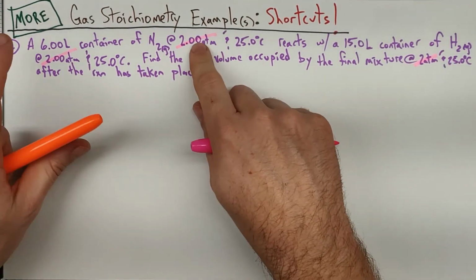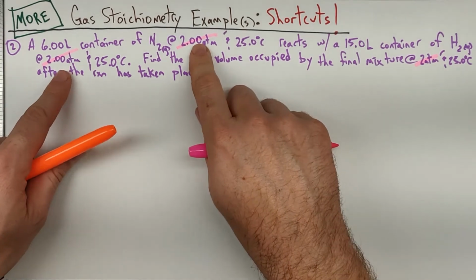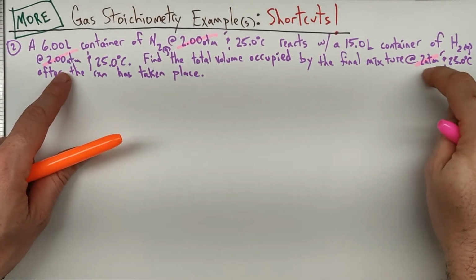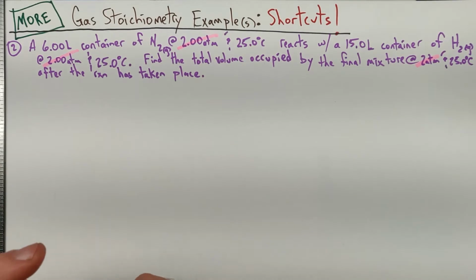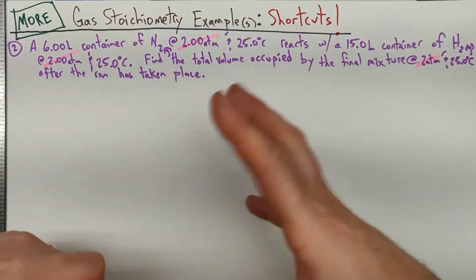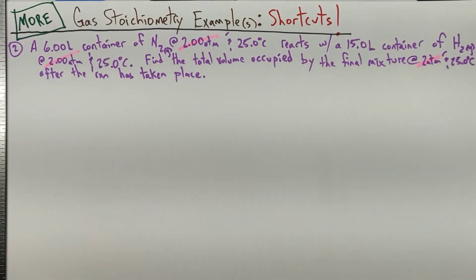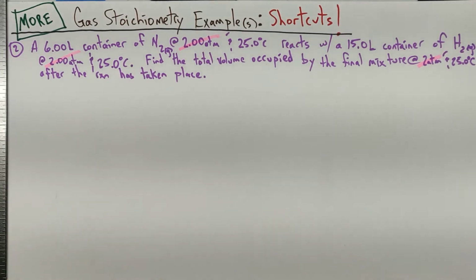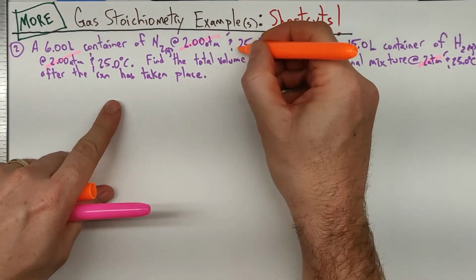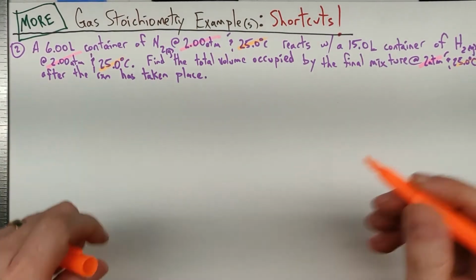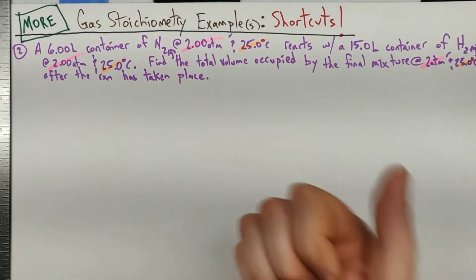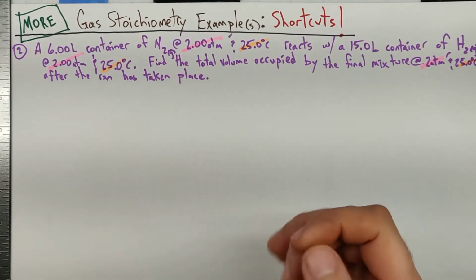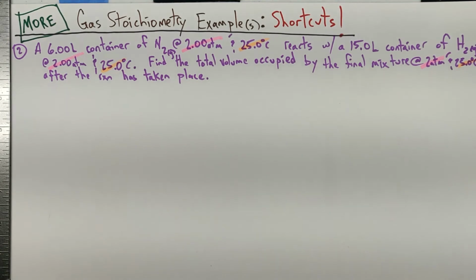So you're starting with 2 atmospheres for one reactant, 2 atmospheres for the other reactant, 2 atmospheres for the final reaction vessel, constant pressure. And you'd get that by having a reaction vessel that's flexible. It can change volume without changing pressure. And then in this case, we've got 25, 25, and 25 degrees Celsius. So we have the pressure and the temperature constant, and our number of liters, our volume, is going to change.